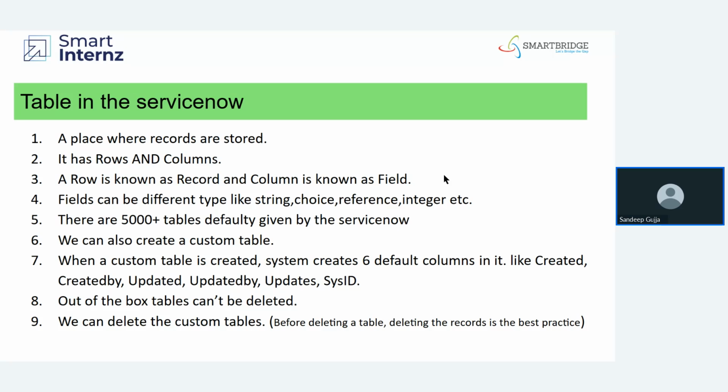Okay, so here you got to know, right? There are 5,000 plus tables given by default in the service, and we can also create a custom table, which we also call a user created table. A few more points are here. I will validate these points whenever I create the custom table. You can read this out, and I will show this PPT once again whenever I create a custom table.